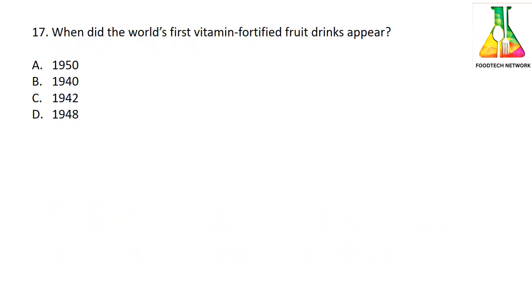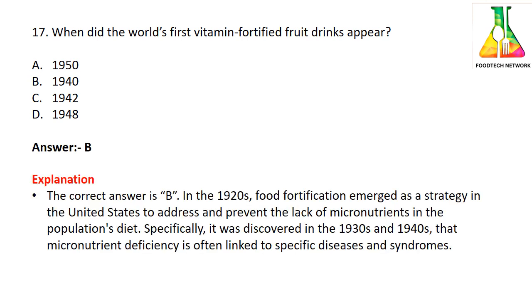17. When did the world's first vitamin fortified fruit drinks appear? Option A 1950s, option B 1914, option C 1942, and option D 1948. Option B, that is 1940s.